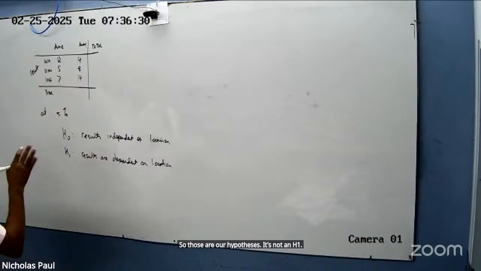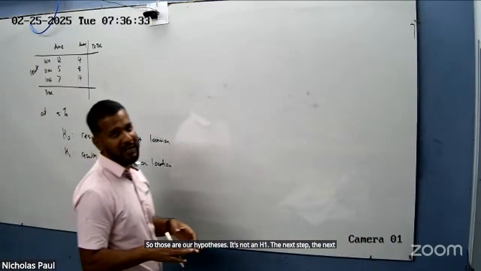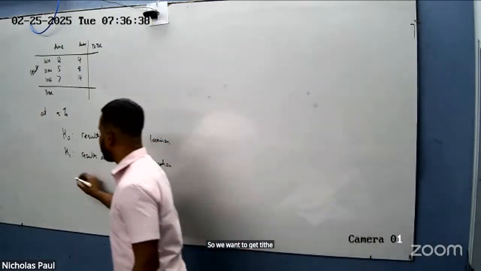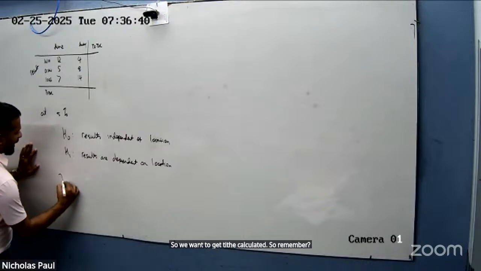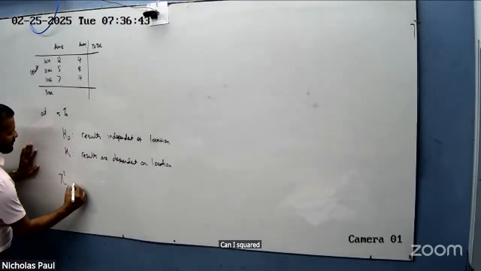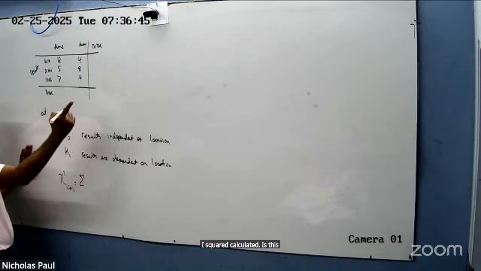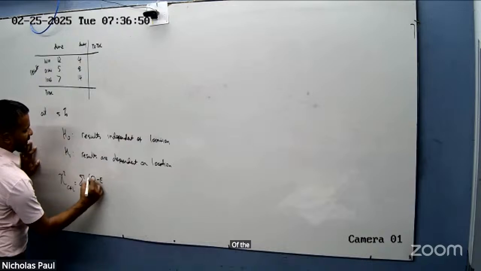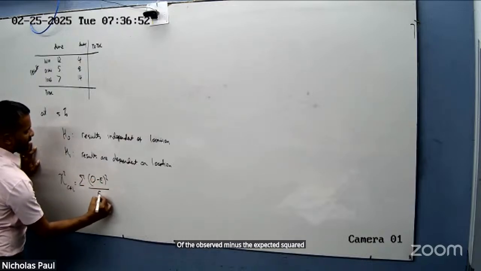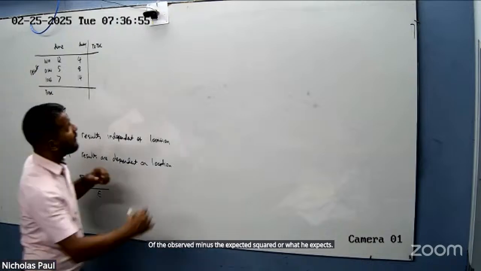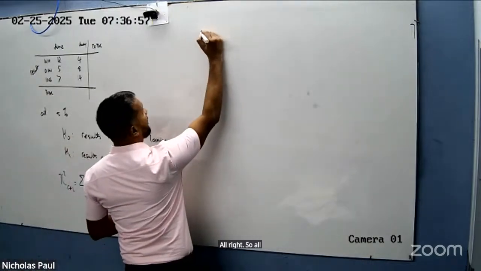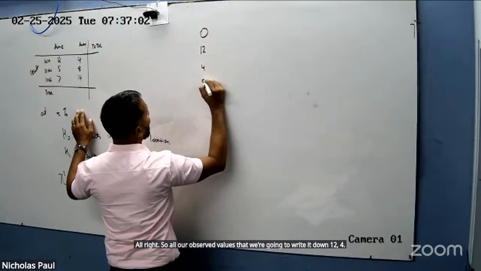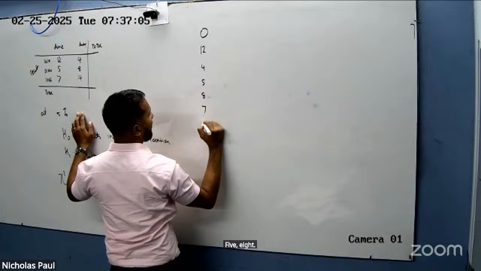Right? The next step now is for us to do the calculations. So we want to get chi-squared calculated. So remember, chi-squared calculated is the summation, and I'm going to do a little table there for you, of the observed minus the expected, squared, all over the expected. All right. So all our observed values, I'm going to write it down. 12, 4, 5, 8, 7, 14.